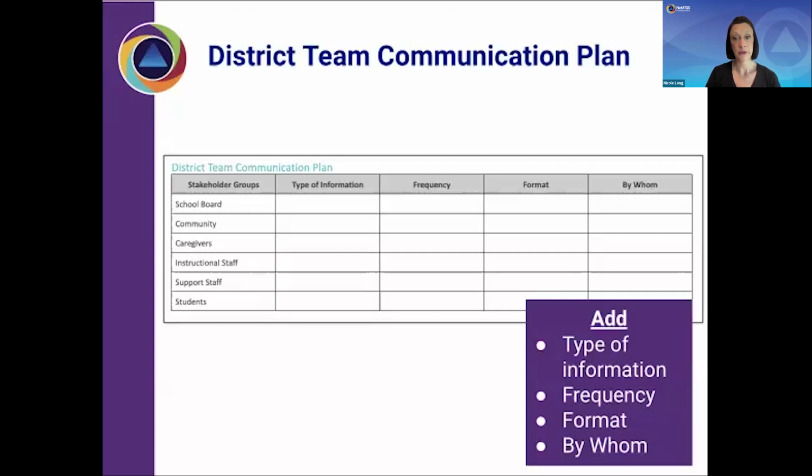The CIP template has a table where the communication plan can be documented and is broken down by stakeholder group, information type, frequency, format by which it is shared, and finally, who is responsible for communicating the information.